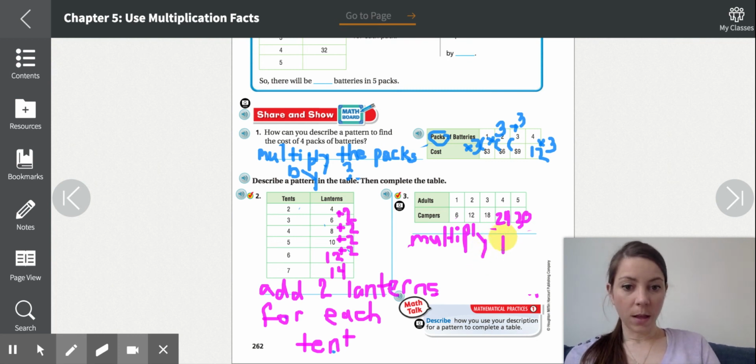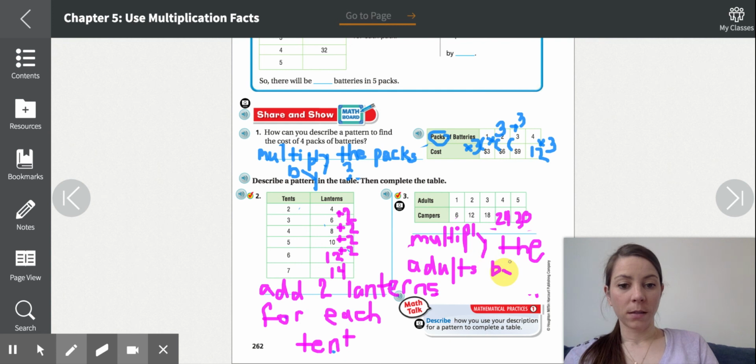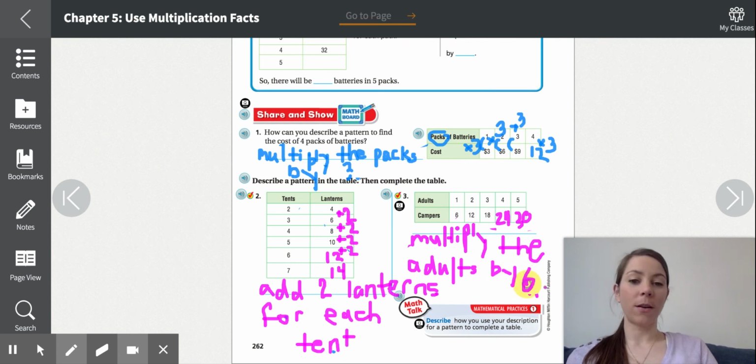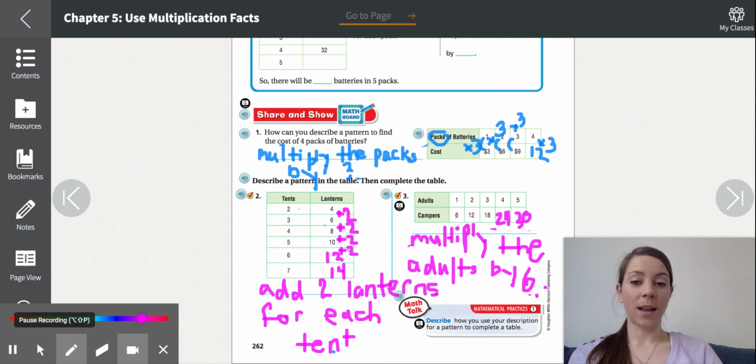Multiply the adults by 6. So if you had that pattern, very good job. Okay, we'll pause that now and we'll go on to the on your own.